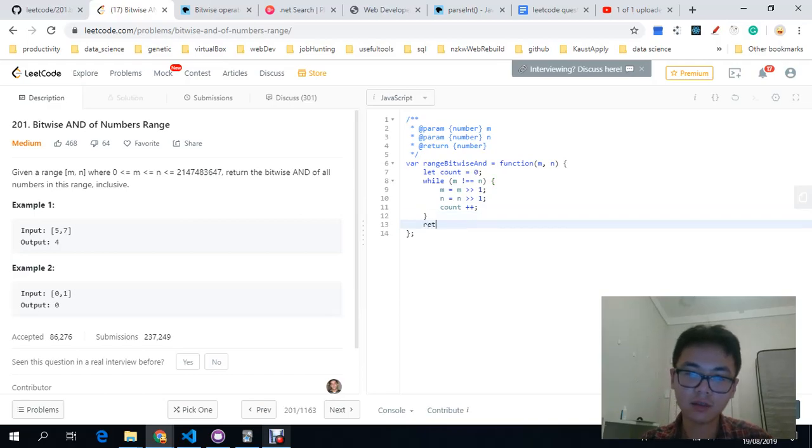Then at the end, when we return, we give back that position. So we shift m or n, it doesn't matter because they will share the same first few bits, and we shift them to the left. Then all those bits to the right of the position will be zero.